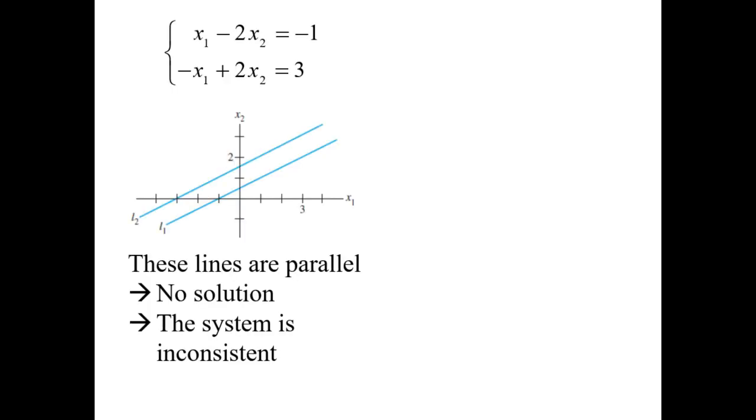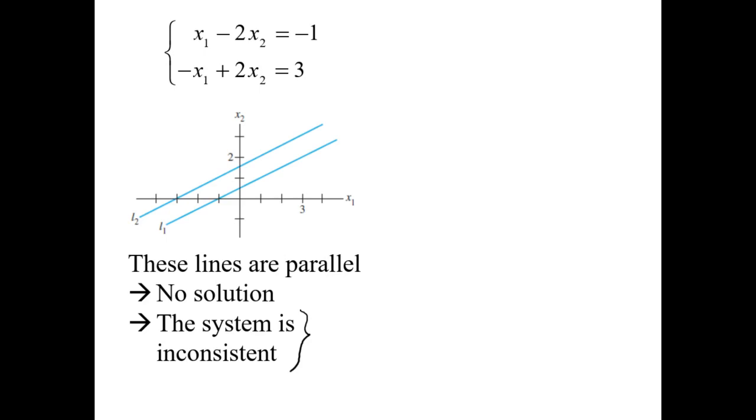Another situation is, what if we graph the two lines and they're parallel? Well, if our solution is where the lines cross, parallel means they never cross. So if we end up with two parallel lines, we say there is no solution. Another way of stating that, and we're going to talk about this a little bit more as we go along, is that the system is inconsistent. That's a word we're going to use a lot. Inconsistent means there is no solution.